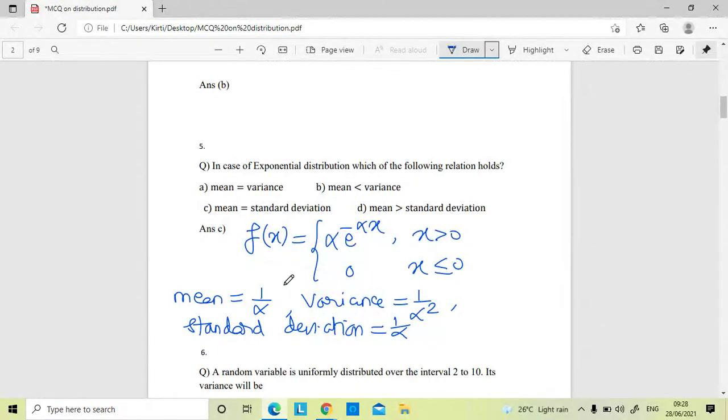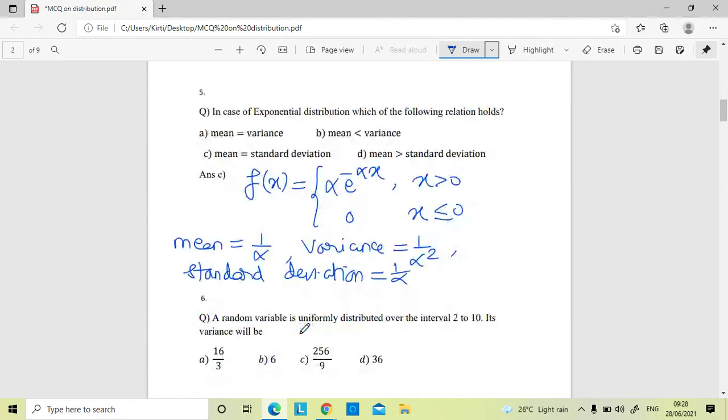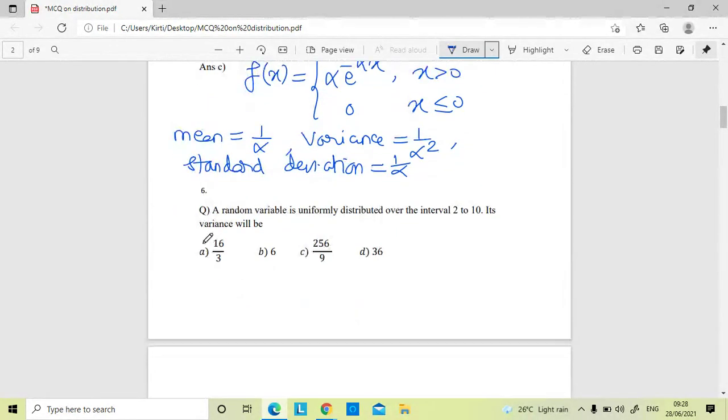I will suggest you to remember all these quantities for every distribution which we have studied so far. Now let's have the next question, the sixth question. A random variable is uniformly distributed over the interval 2 to 10. Then its variance will be.